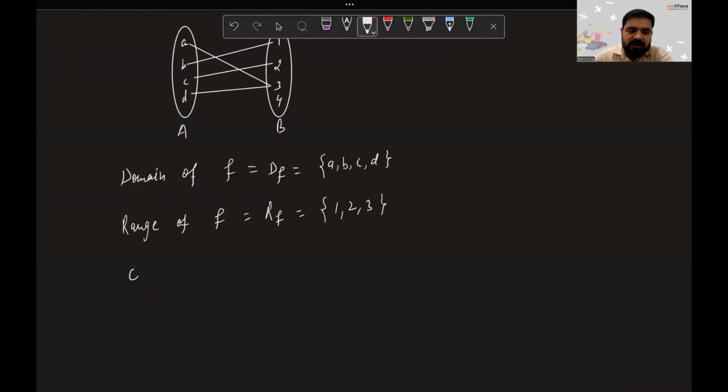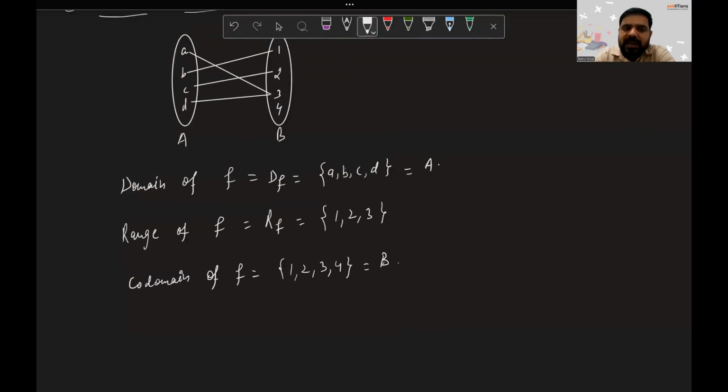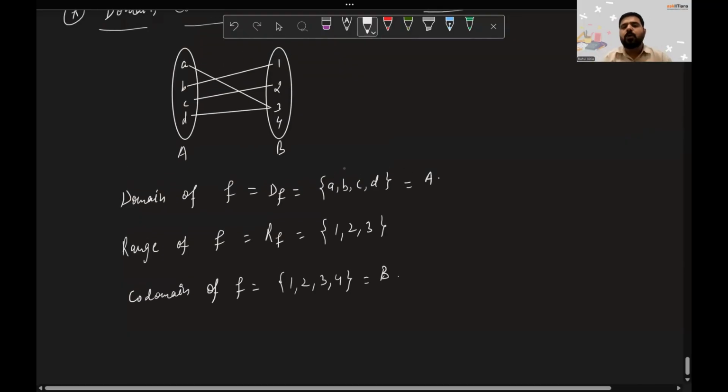And if someone asks us what is the codomain of f, that is going to be 1, 2, 3, 4, or the complete set B itself. Similarly, domain will be the complete set A itself. So domain will be the first set, codomain will be the second set, and range will contain only those elements which are mapped, or which are a part of the ordered pair.